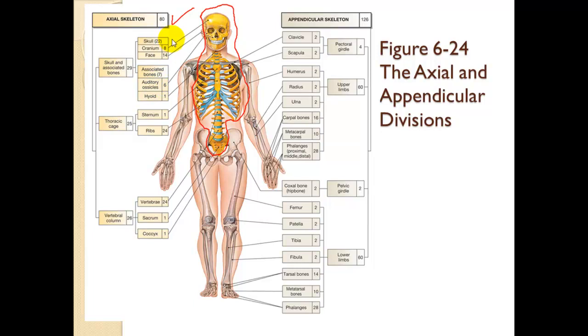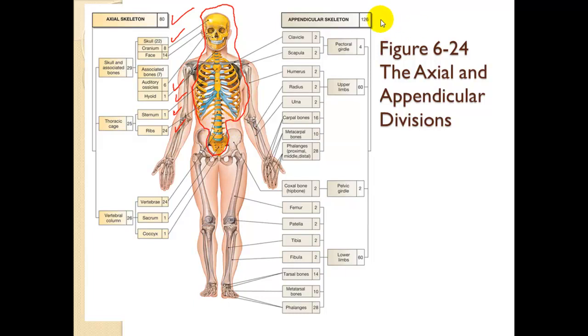There are 22 bones in the skull. We'll go through some of those that you may not need to know. Cranium, face, auditory ossicles, hyoid bone, kind of important, sternum, ribs, the thoracic cage, the vertebra, and more specifically you need to know which ones are C-spine, how many you have, thoracic, lumbar, sacral, and then coccyx.